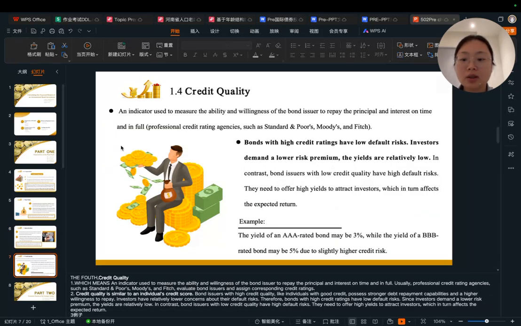The next, credit quality. Bonds with a high credit rating have low default risks. Investors demand a lower risk premium. The yields are relatively low. For example, the yield of an AAA-rated bond may be 3%, while the yield of a BBB-rated bond may be 5% due to slightly higher credit risk.